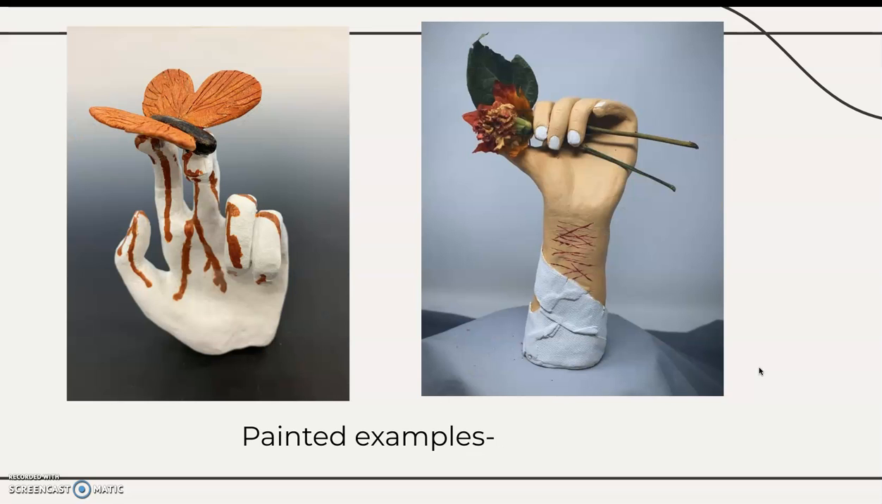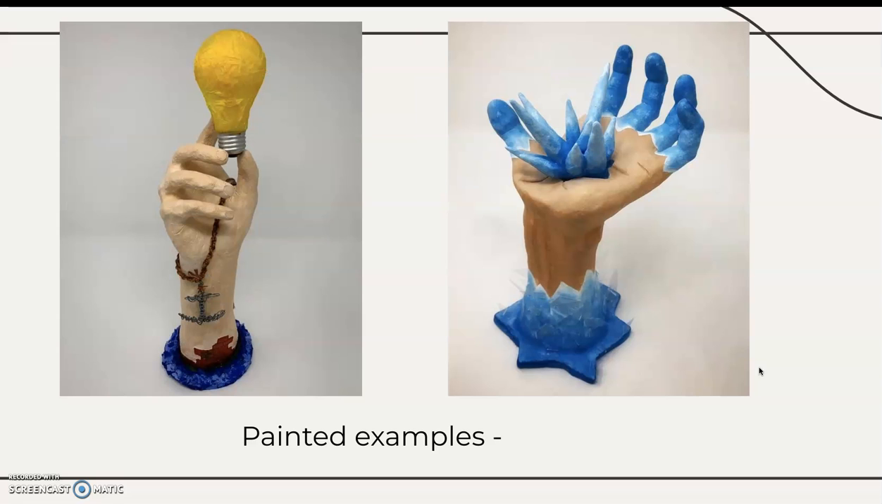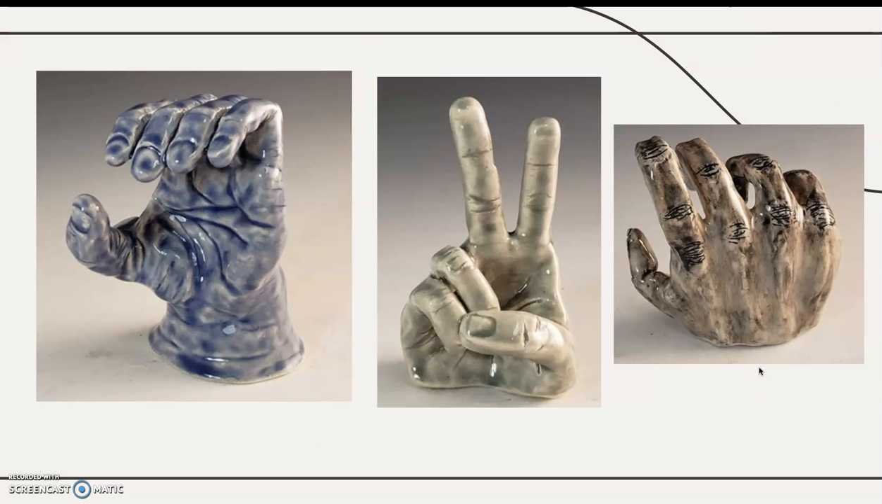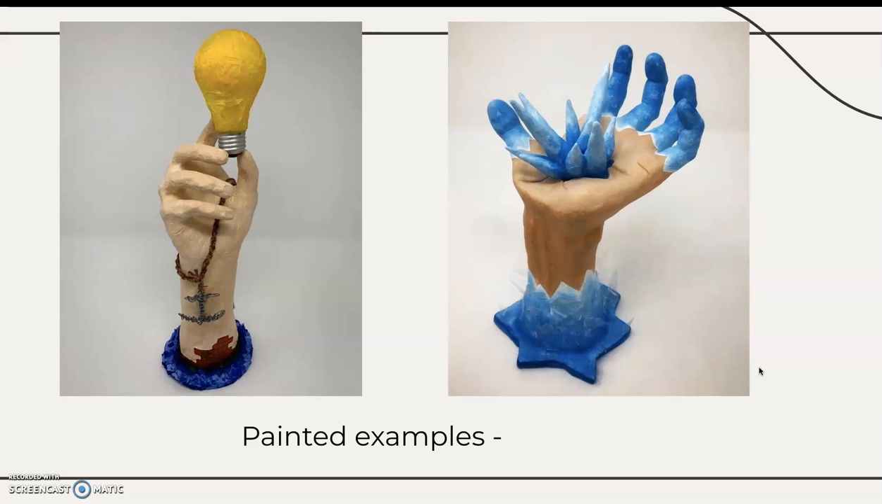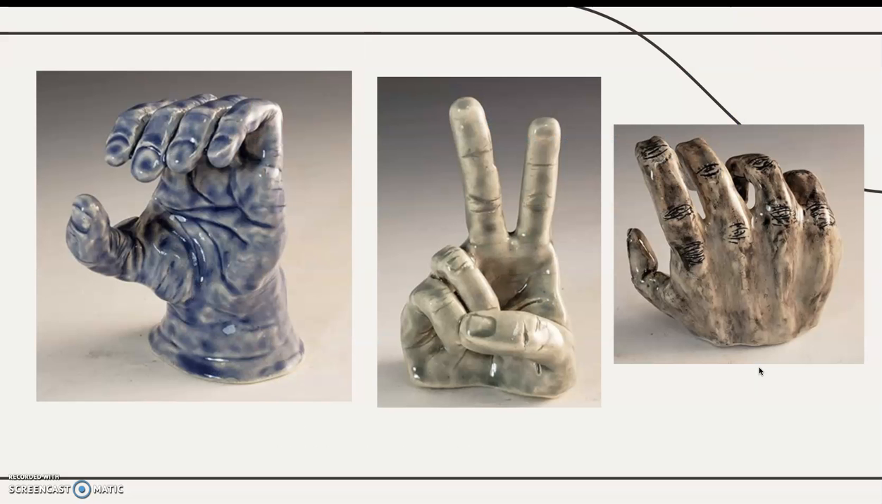Now, these are some painted examples. Some of these do hold real objects, but again, our project is going to hold an object made out of clay. And you have lots of choices of that type of object you could use. These are definitely more symbolic, but it gives you an example of what they would look like if they're painted.